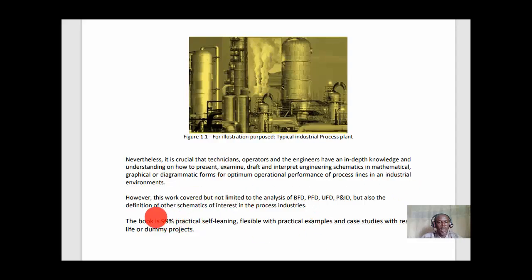industrial environment. This course covers, but is not limited to, the analysis of block flow diagram (BFD), process flow diagram (PFD), utility flow diagram (UFD), process and instrumentation diagram (P&ID), and also the definition of other schematics of interest in process plants as we go along. The book is 99% practical self-learning, flexible, with practical examples and case studies with real-life or dummy projects where necessary.